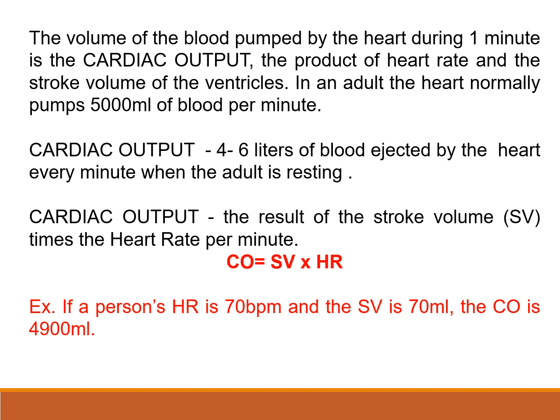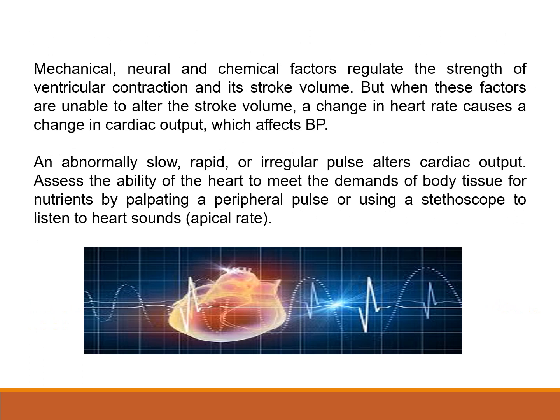If the heart rate drops to 60 beats per minute and the stroke volume rises to 85 milliliters, then the cardiac output increases to 5.1 liters. So again, the cardiac output is equivalent to the stroke volume times the heart rate. Mechanical, neural, and chemical factors regulate the strength of ventricular contraction and its stroke volume. But when these factors are unable to alter the stroke volume, a change in heart rate causes a change in cardiac output, which affects the blood pressure.